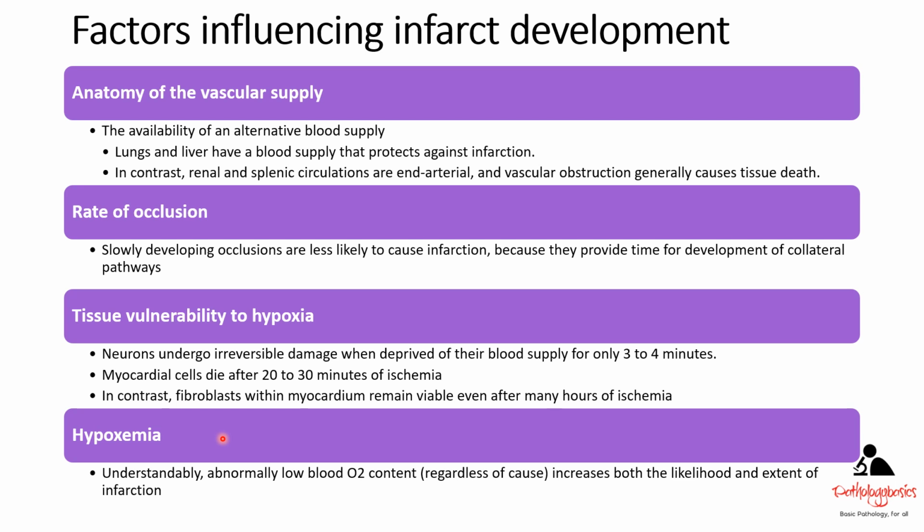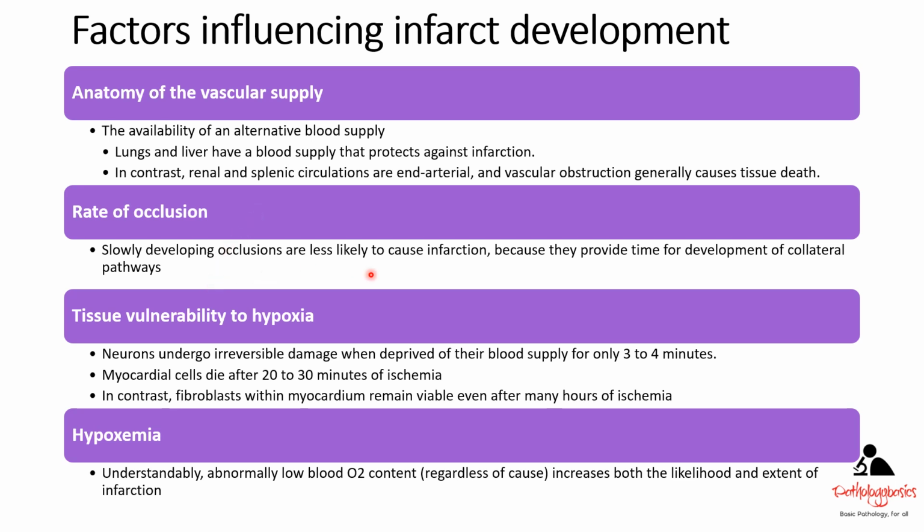Hypoxemia is again another factor. Let's see each of them in detail. Anatomy of the vascular supply, what this means is if there is an alternative blood supply available, then the infarction will be delayed. Like the lungs and the liver have dual blood supply, this protects against infarction. In contrast to this, we saw the kidney and the spleen, they are end arterial and therefore sudden obstruction can lead to tissue death. Rate of occlusion.